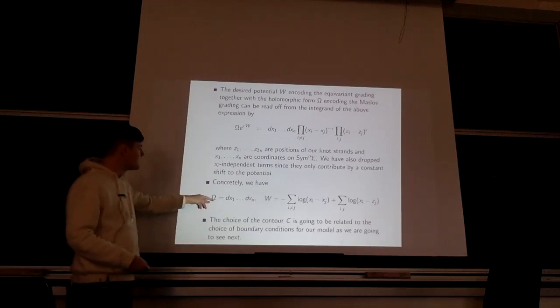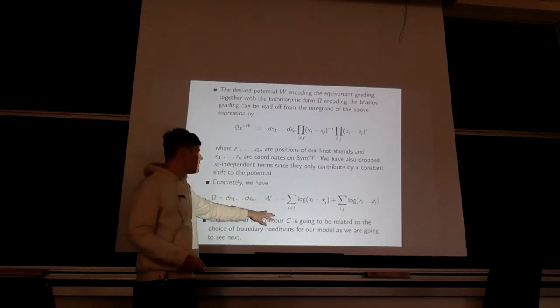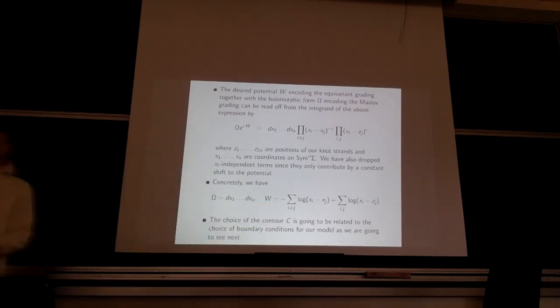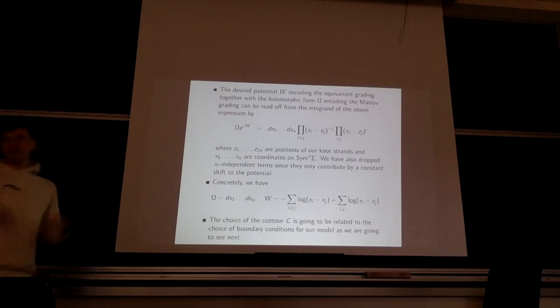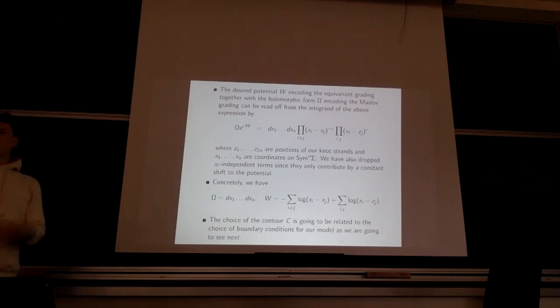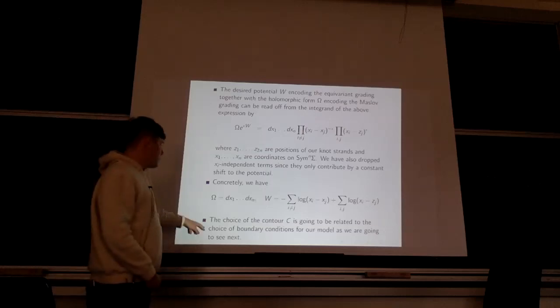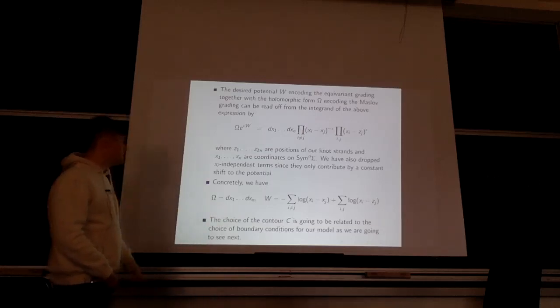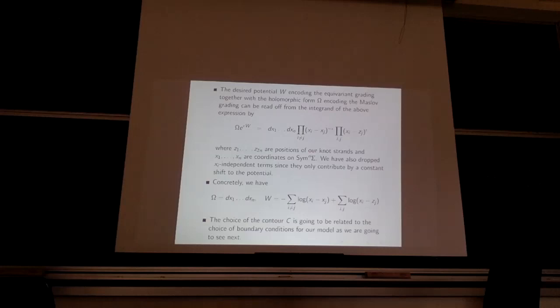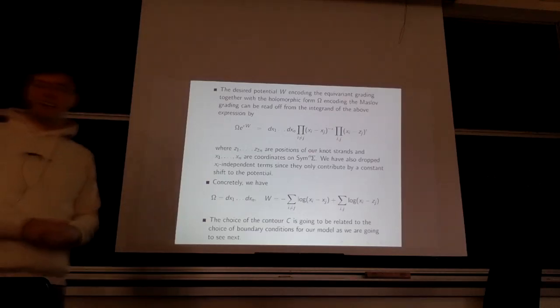Concretely, in this example, we can identify the omega. We can identify the potential in the following way. The identification would be slightly more complicated if we looked at conformal blocks of more complicated algebras that would lead to other invariants. Anyway, we also had the choice of the contour, and this choice of the contour C is going to be related to the choice of boundary conditions for our model, as we are going to see next.